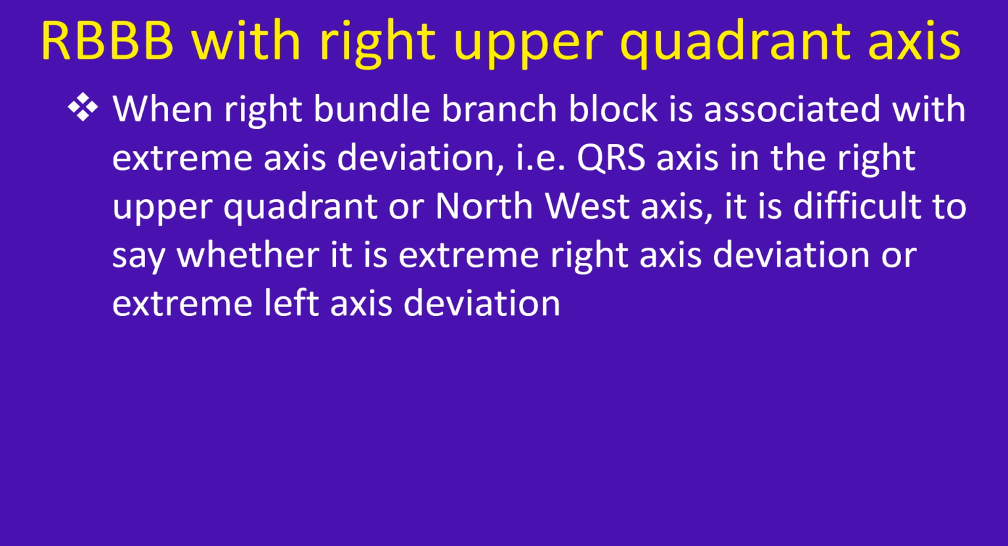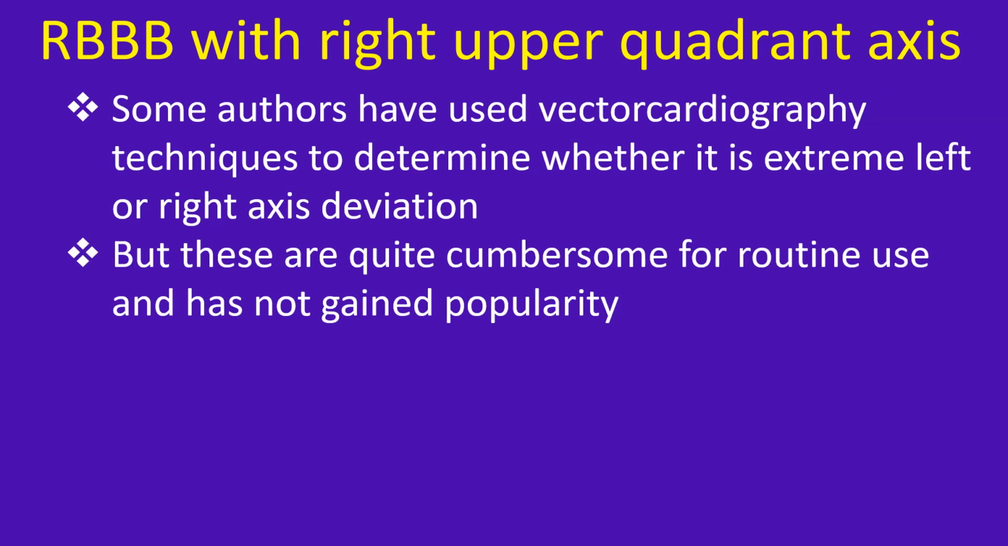the right upper quadrant or northwest axis, it is difficult to say whether it is extreme right axis deviation or extreme left axis deviation. Some authors have used vector cardiography techniques to determine whether it is extreme left or right axis deviation, but these are quite cumbersome for routine use and have not gained popularity.